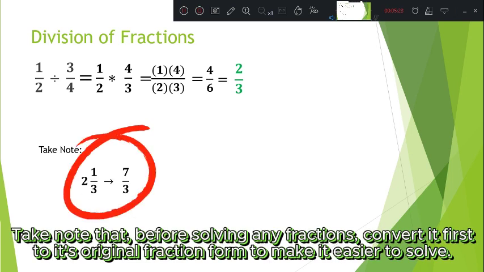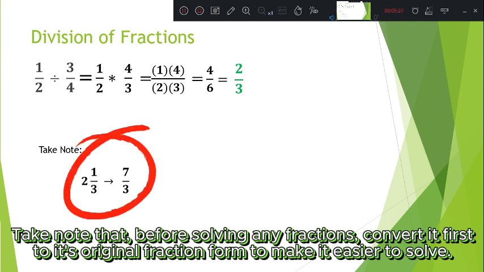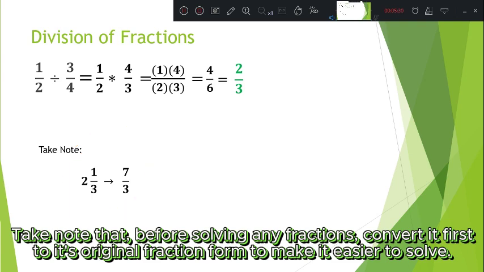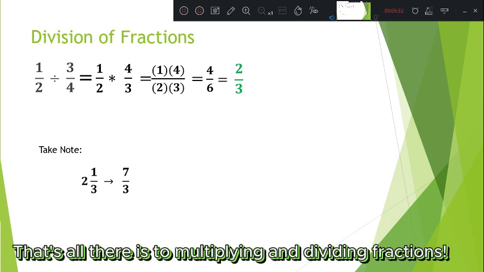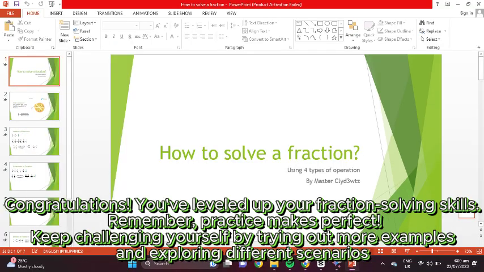Take note that before solving any fractions, convert them first to their original fraction form to make it easier to solve. That's all there is to multiplying and dividing fractions. Congratulations, you've leveled up your fraction solving skills. Remember, practice makes perfect. Keep challenging yourself by trying out more examples and exploring different scenarios.